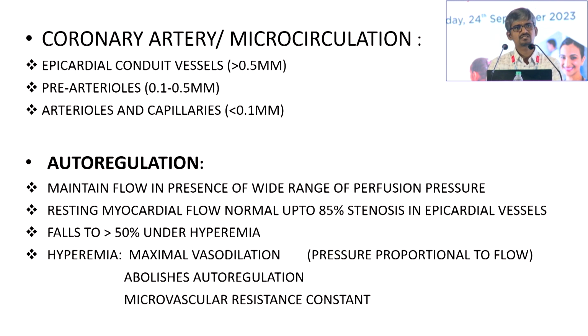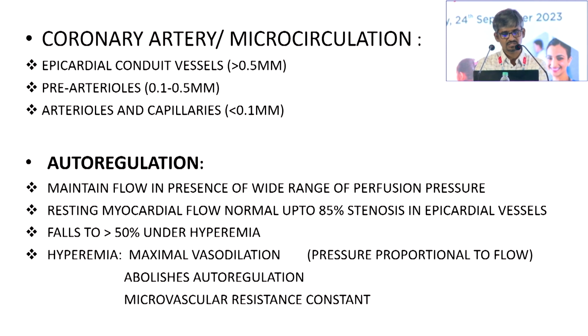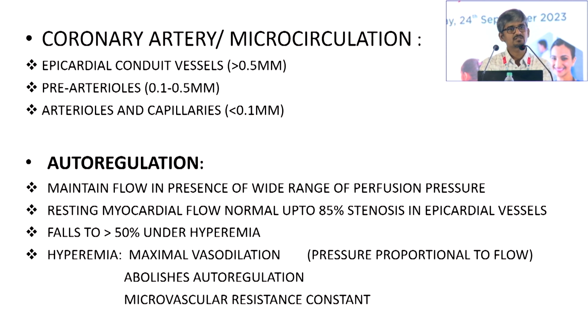So usually lesions up to 85% tight stenosis do not cause any reduction in blood flow in the resting state. But at the same time, in hyperemic states, it can cause more than 50% reduction in the flow, and it can cause symptoms. So why do you need hyperemia to be induced? What happens when hyperemia is induced? Hyperemia causes maximum vasodilatation. What does maximum vasodilatation mean? It abolishes the autoregulation. So we are not able to assess the flow in the coronaries. We are assessing the pressure, so it gives an indirect evidence of the coronary blood flow.